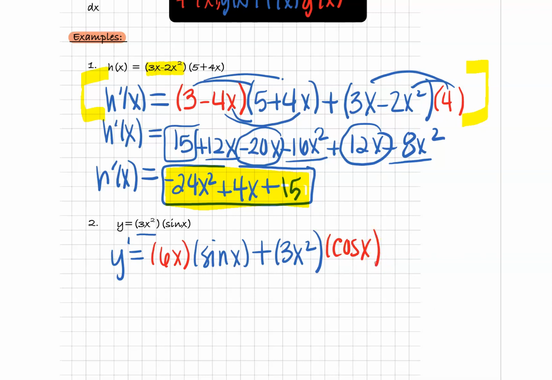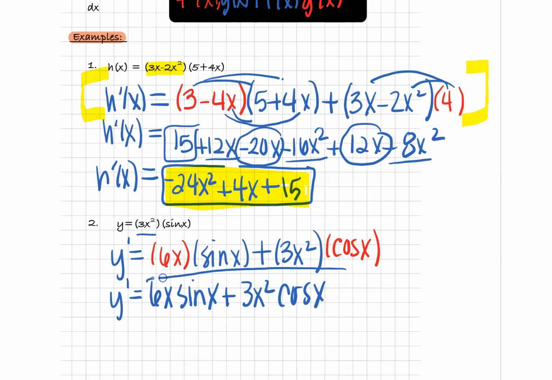Once you take your raw derivative, then clean it up however you can. And really for this one, there's not much cleanup you can do. I could just write 6x sine x because those parentheses are not changing anything, plus 3x squared cosine x. And that would be my answer.